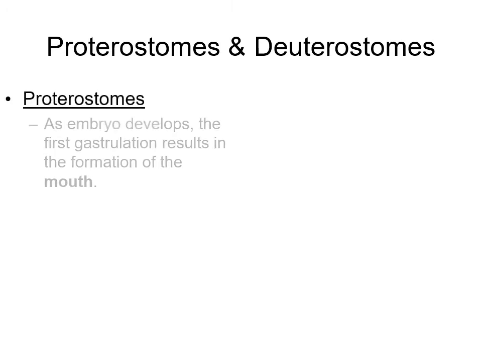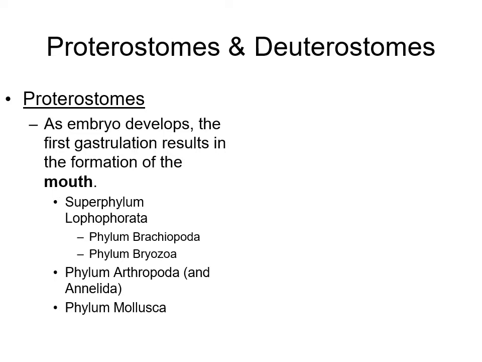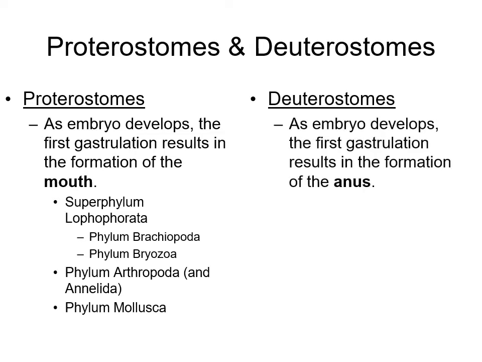A protostome is an organism where, as an embryo developing, the first gastrulation or indentation of cells forms what will become the mouth. This includes the lophophorates that we're about to talk about next. So it includes brachiopods and bryozoans. It also includes all arthropods, so bugs, crabs, crustaceans, and annelids, worms. It also includes all of our mollusks, so clams, gastropods, and cephalopods.